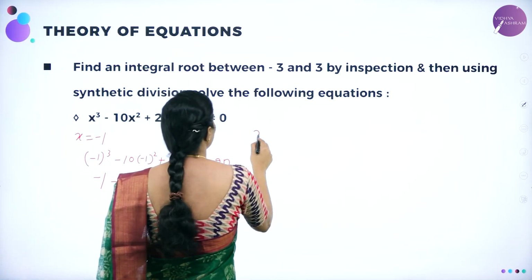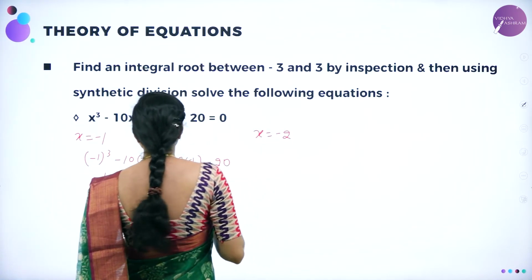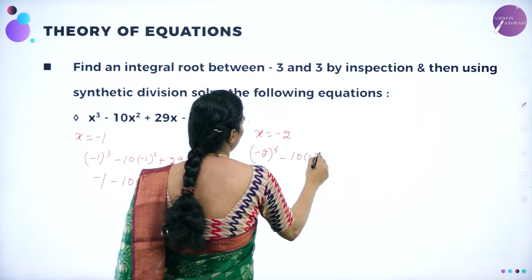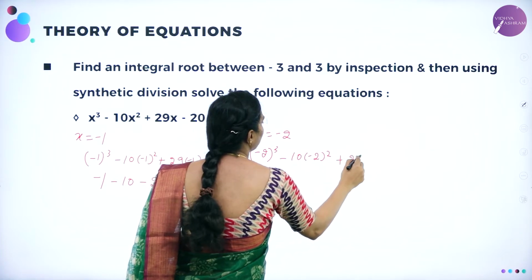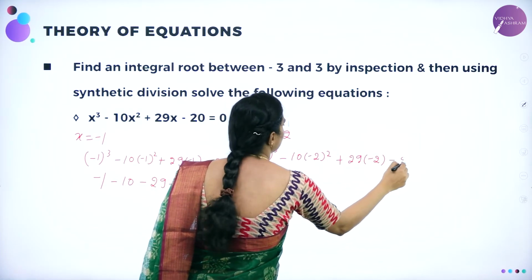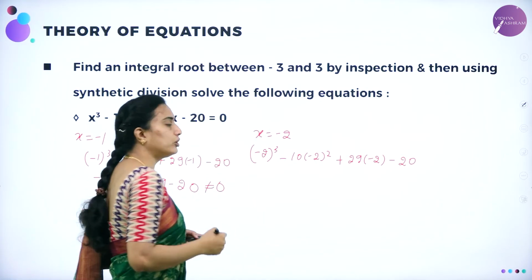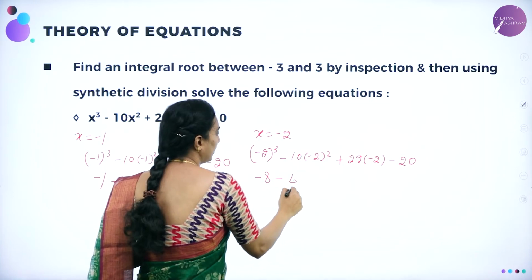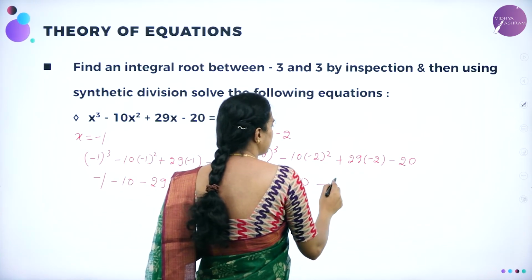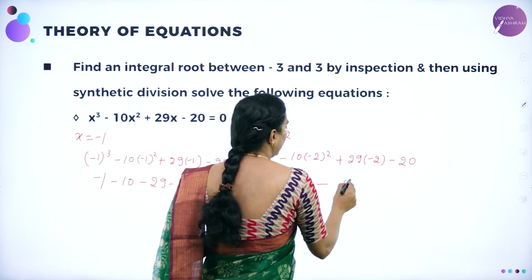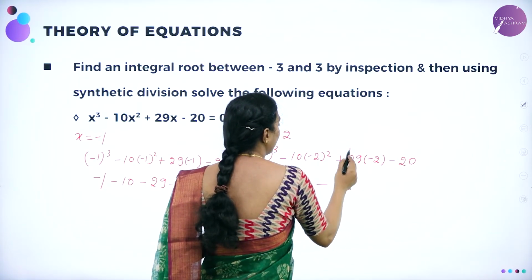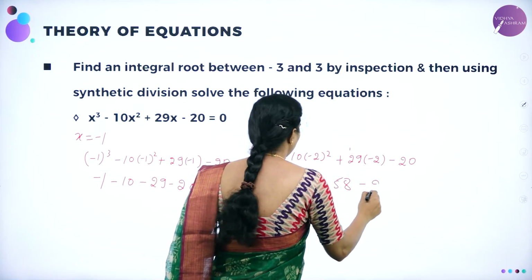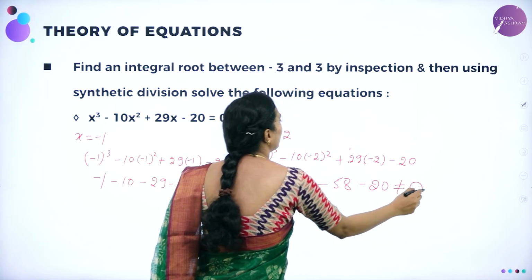Let me take x is equal to minus 2. If we take x equal to minus 2, whole cube minus 10 into minus 2 whole squared plus 29 into minus 2 minus 20. Now minus 2 whole cube is nothing but minus 8. Minus 10 into 2 2s are 4, 10 4s are 40. Minus here, plus into minus is minus. So 9 2s are 18, 1 is a carry over. 2 2s are 4 plus 1, 5. So again minus 20. Now also it is not equal to 0.